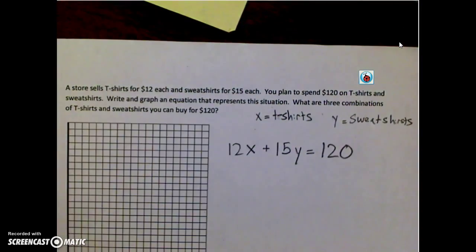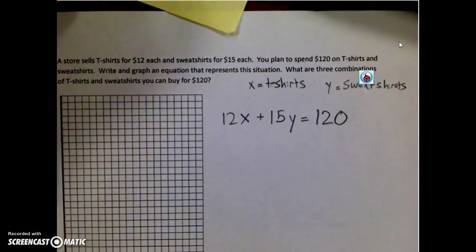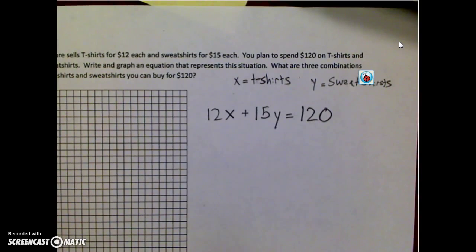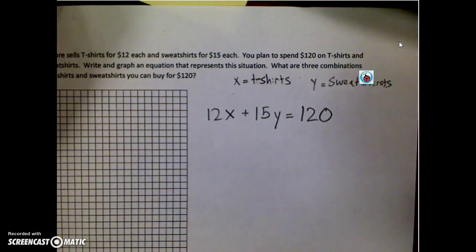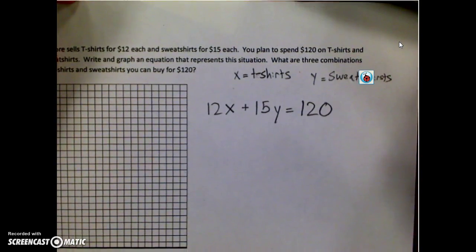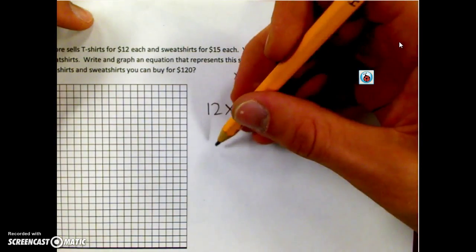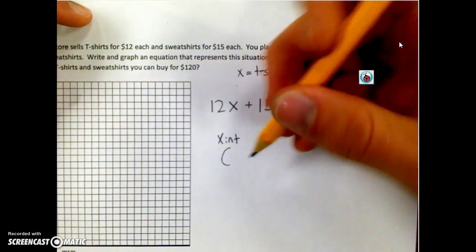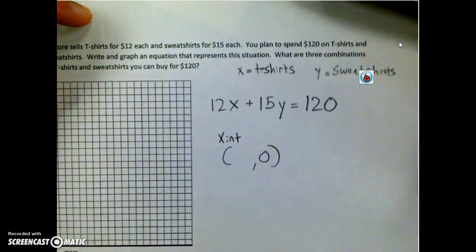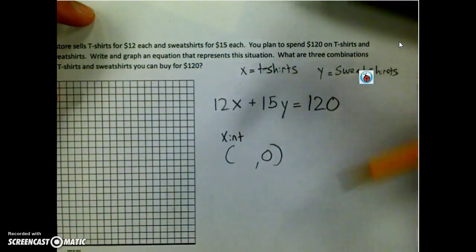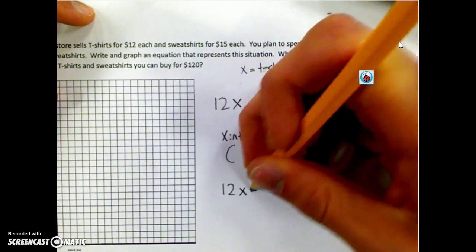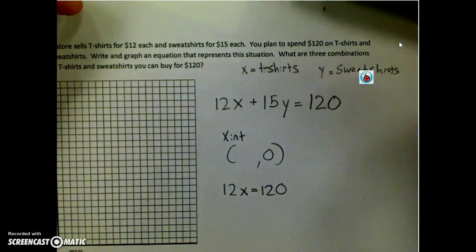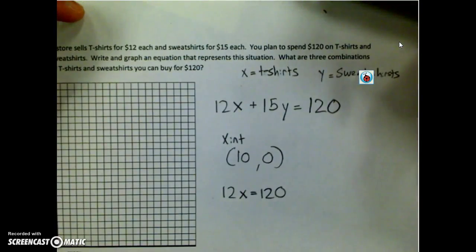All right, so with this, you wanted us to also graph this information and talk about three different whole number combinations. So what I'm going to do is check out my x and y intercepts. That's what I'm going to use to help myself graph this. If I'm looking for my x-intercept, I know that I'm going to have a 0 in the y direction. When I plug the 0 in for y, I'm just left with 12x is equal to 120. Now when I divide both sides by 12, I get my x-intercept is 10.